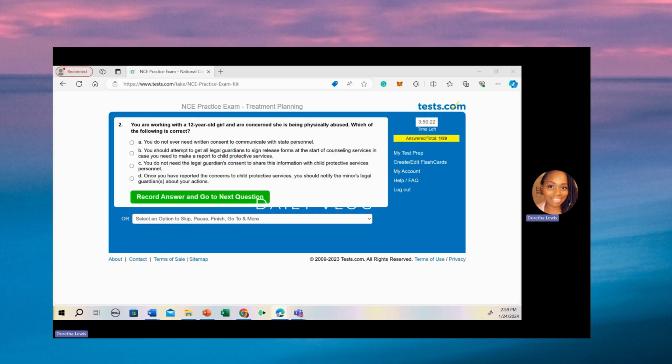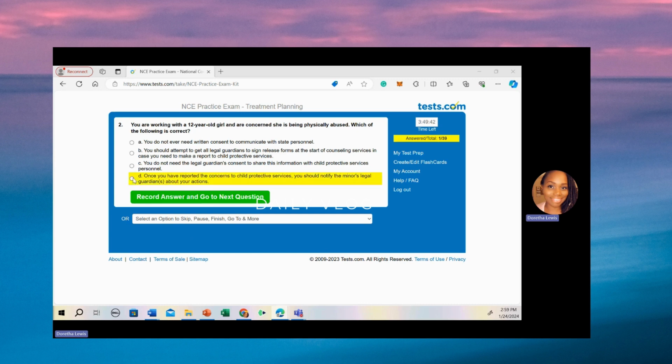You are working with a 12-year-old girl and are concerned she is being physically abused. Which of the following is correct? A, you do not ever need written consent to communicate with state personnel. B, you should attempt to get all legal guardians to sign release forms at the start of counseling services in case you need to make a report to Child Protective Services. C, you do not need the legal guardian's consent to share this information with Child Protective Services personnel. And D, once you have reported the concerns to Child Protective Services, you should notify the minor's legal guardians about your actions.